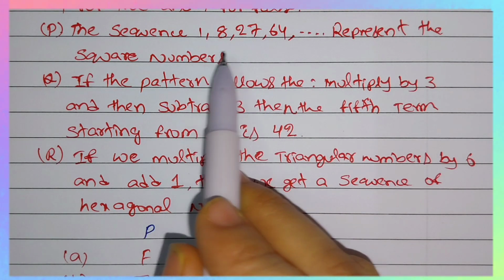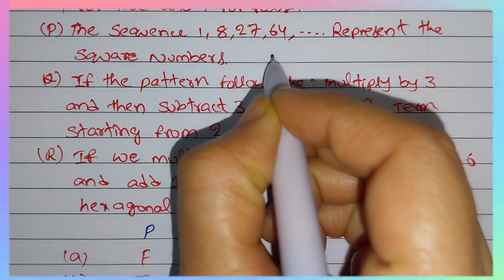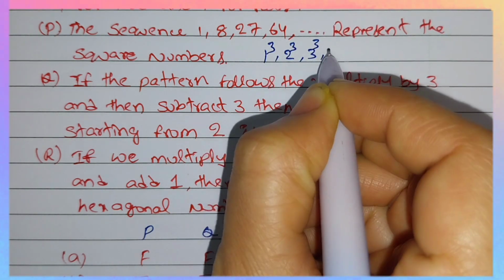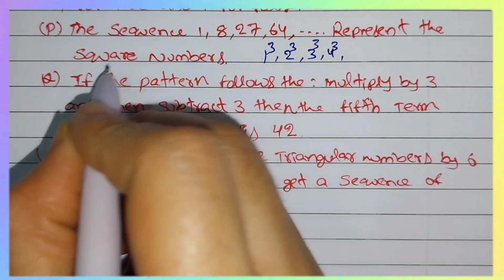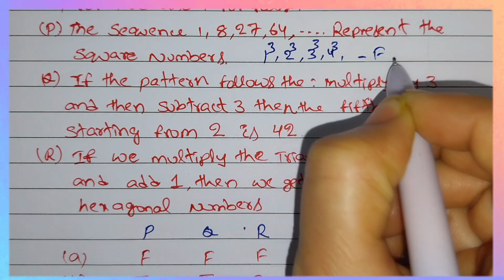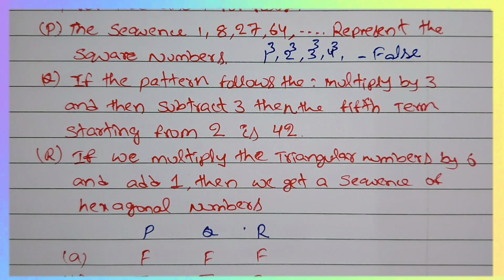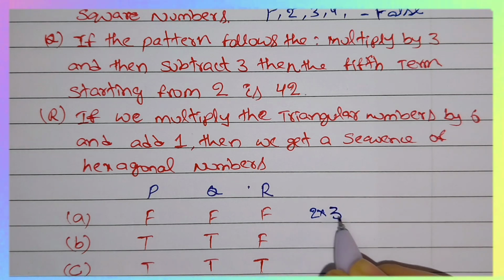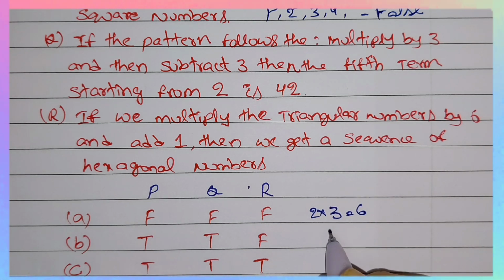In P, they gave the sequence 1, 8, 27, 64 and so on represents the square numbers. 1 we can write as 1 cube, 8 we can write as 2 cube, 27 we can write as 3 cube and 64 we can write as 4 cube. They said that this represents square numbers. This is false. This represents cubes.